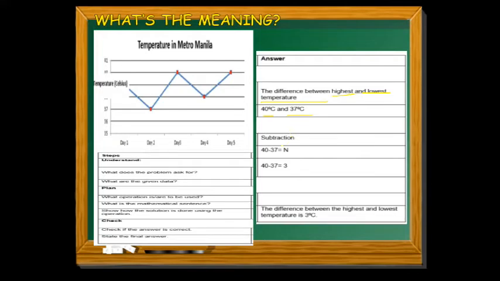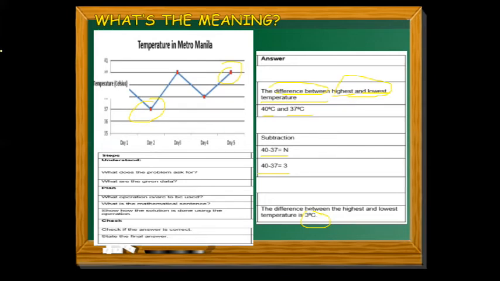And then we have the subtraction, 40 minus 37, which equals n. The 40 minus 37 equals n is the mathematical sentence, and show the solution. Ayan. To check if the answer is correct, state the final answer. The difference between the highest and the lowest temperature is 3 degrees Celsius. Kasi yung lowest is ito yun, 37. And the highest is this one. So we will just subtract 40 sa 37 para makuha natin yung difference between the highest and the lowest temperature.